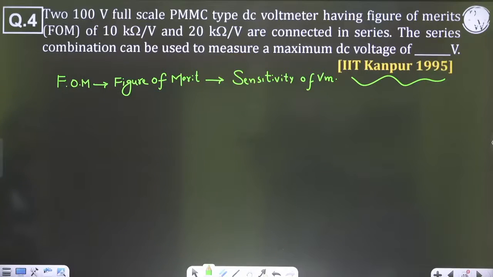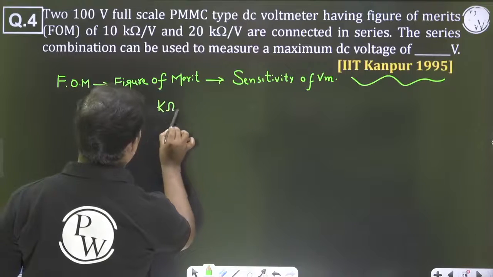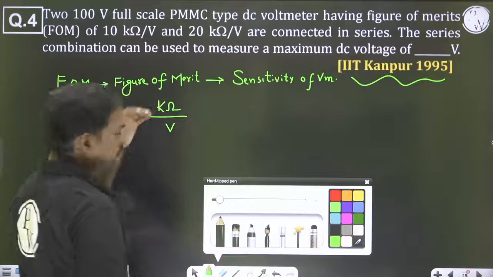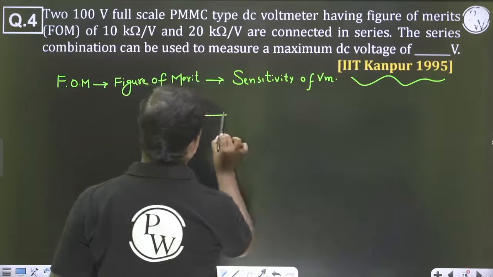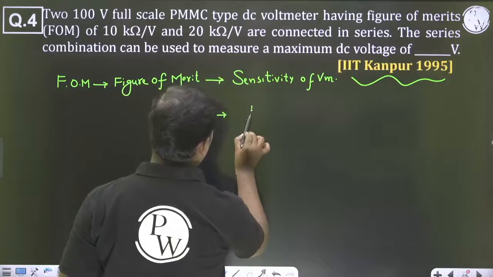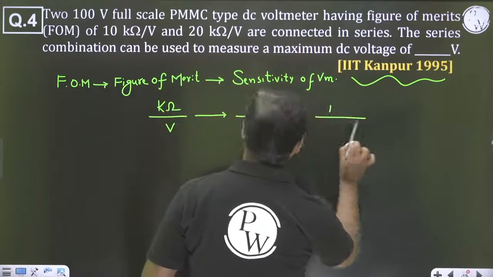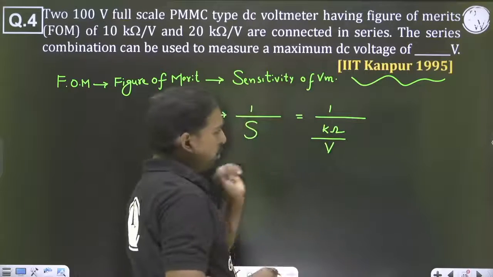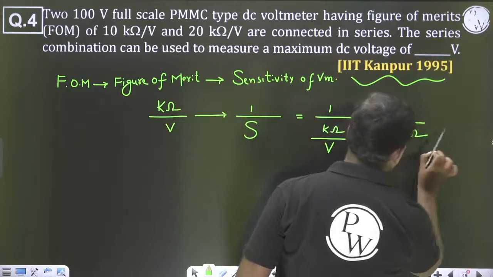Sensitivity can also be expressed in a different way. If you see the units of sensitivity, that is kilo ohm per volt, yes or not? So this is, per unit voltage, how much resistance is offered by the voltmeter. If you take the inverse of the sensitivity, 1 by sensitivity, what are you going to get? That means 1 by kilo ohms per volt, which is volt per kilo ohms. That is nothing but this.